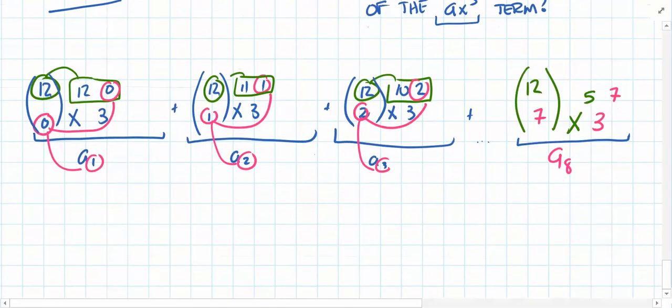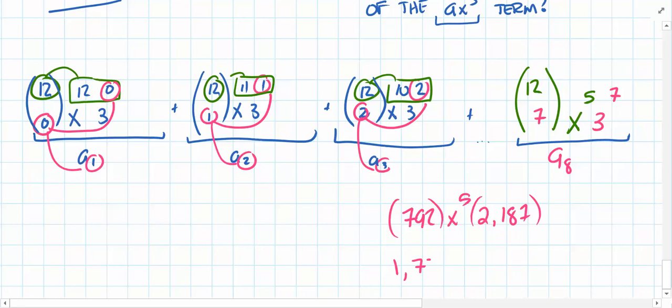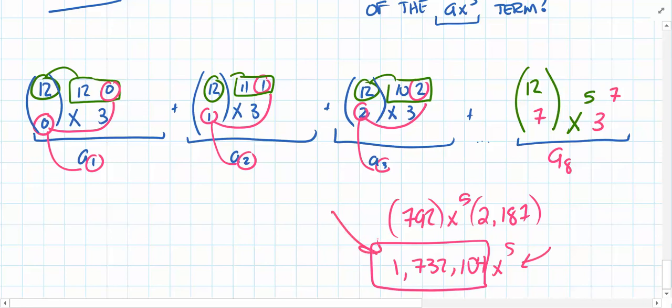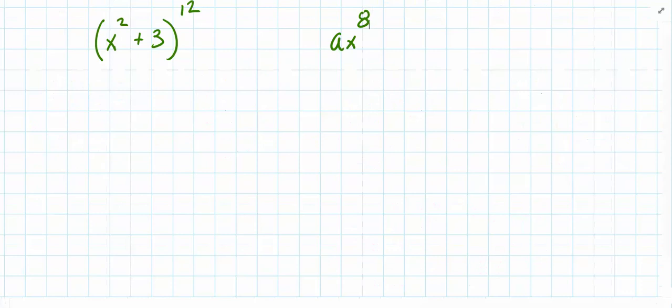So therefore, I figure out, well, 12 choose 7 on the calculator is 792. Then I have x to the 5th, and then 3 to the 7th is 2,187. Multiply these two together, and you end up with 1,732,104 x to the 5th. So the coefficient on the x to the 5th term is 1,732,104.